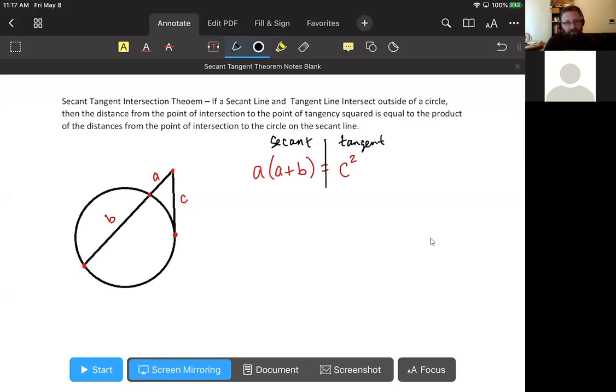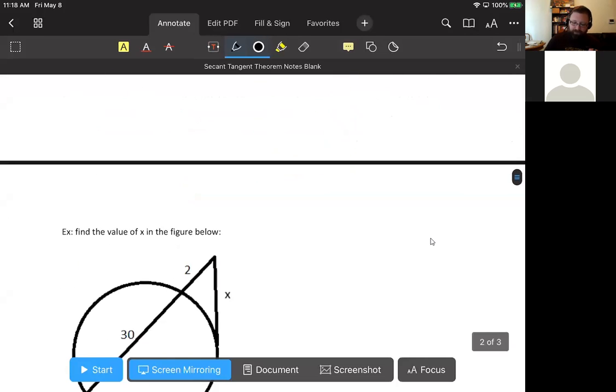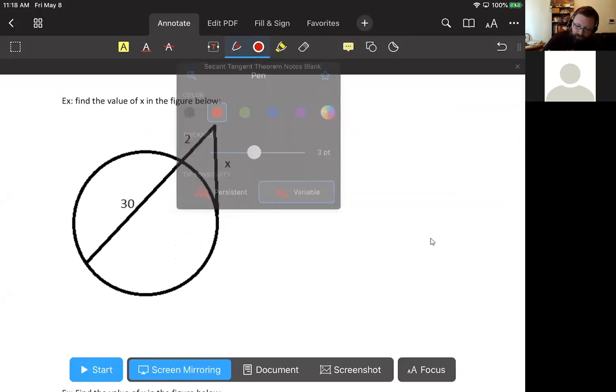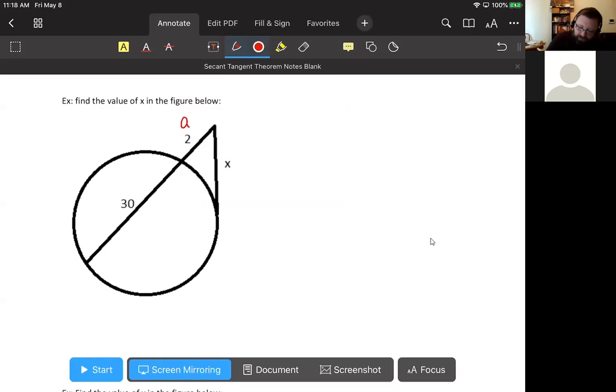I've got, I believe, 4 examples that we're going to go through rather quickly here. And then we will move on. Okay. So, find the value of x in the figure below. Now, this is the exact same picture. I've just put some numbers in there. So remember that on the secant part, the part on the outside is A, the part on the inside is B. And then the x is going to be the length of our tangent in this case, so that's going to be our C. We have one equation, A times A plus B equals C squared.